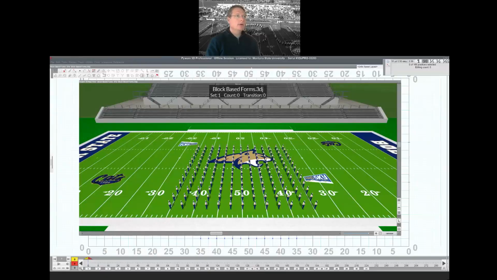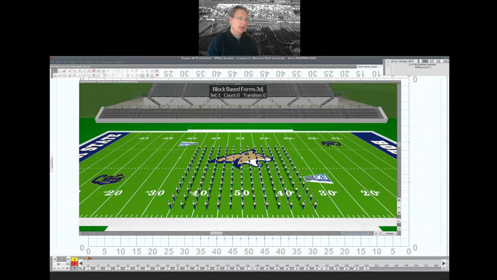So I'm going to actually get off of my face here and introduce you to a piece of software called Pyware. And in order to do that, I'm going to share my screen here. There it is. So Pyware is our drill writing software. And what it allows us to do is not only plot every single person on the field for all our formations, it also allows us to visualize those people.